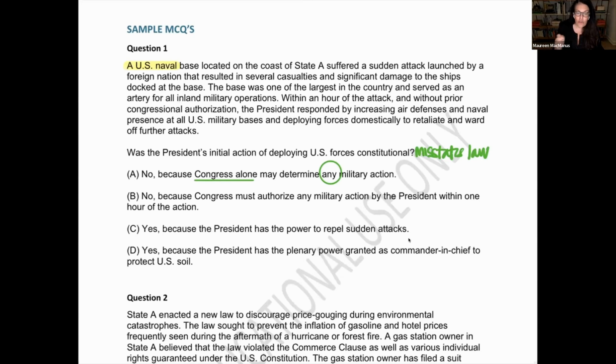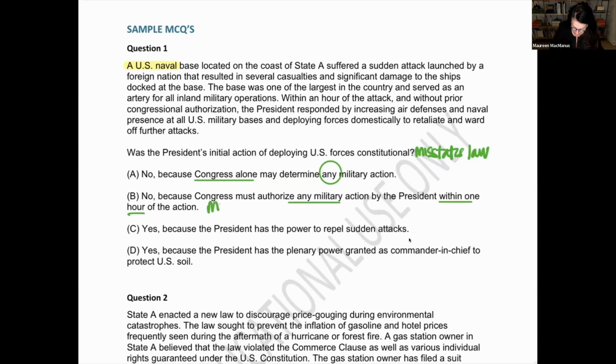B, no, because Congress must authorize any military action by the president within 1 hour of the action. I don't like this either because it says must authorize any military action. That's overbroad. And it's too restrictive too, because it says within 1 hour. There's no such 1 hour requirement.